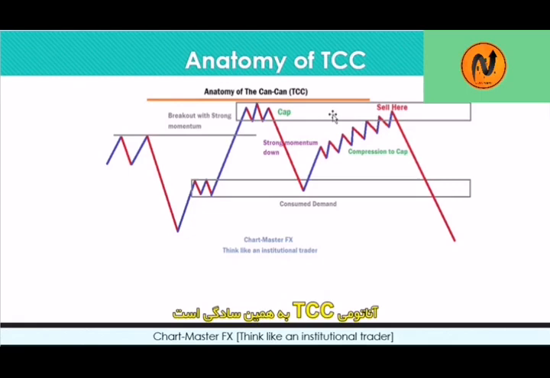So guys, this is the anatomy of the TCC. As simple as that. First condition, second condition, break with strong momentum, cap area is formulated here. The price drops with strong momentum, then the price does a short shock up, and the price starts compressing until it reaches the cap area. Then you can place your trade here. So that's the anatomy of the TCC.